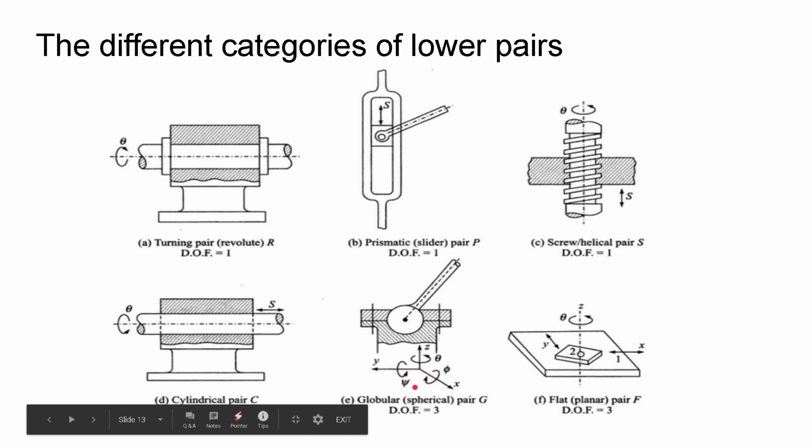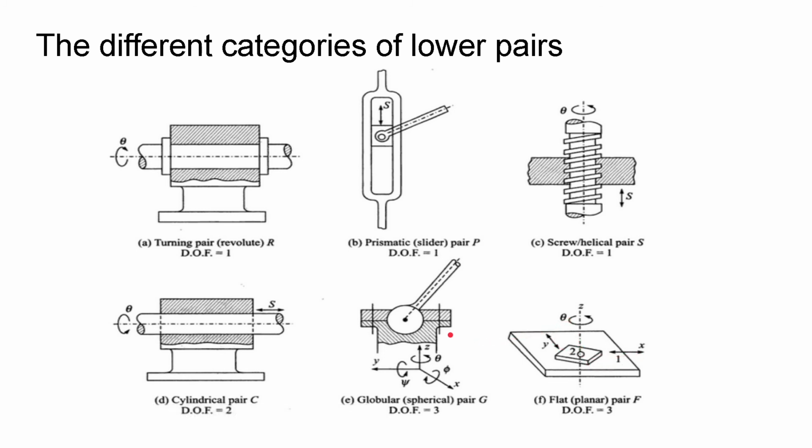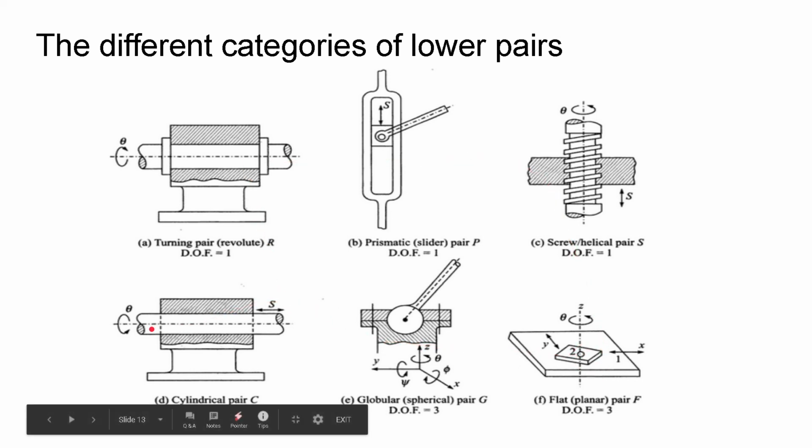And then we have flat or planar pair. So here we have put a block on another larger block, and the block can move in xy directions, and then it can rotate also about its axis. So there are 3 degrees of freedom. Cylindrical pair has 2 degrees of freedom. So remember, the surface contact is being maintained. That is the necessity for being a lower pair.